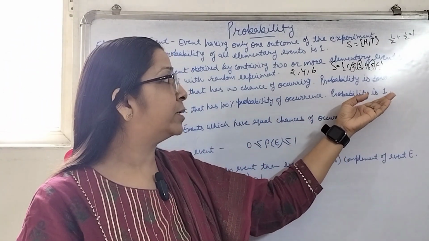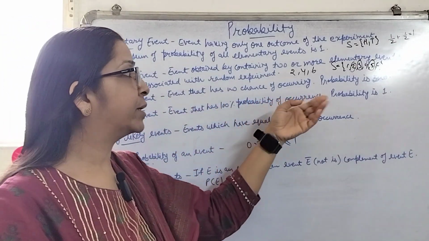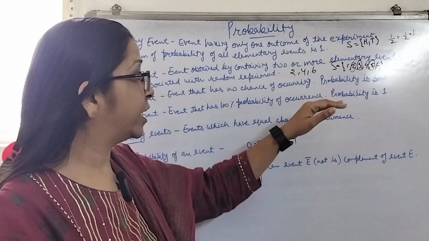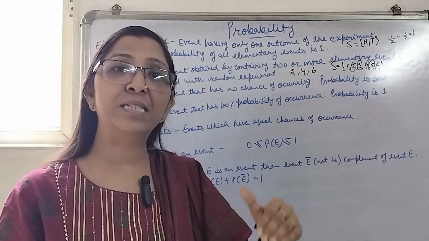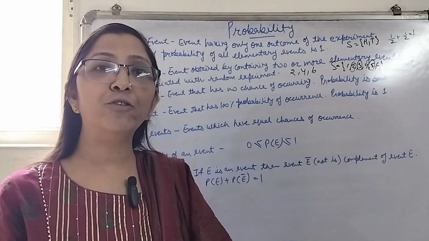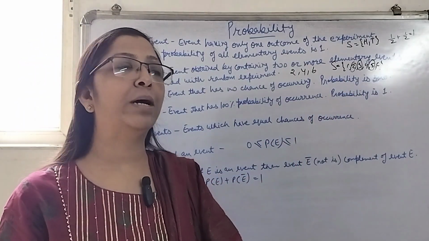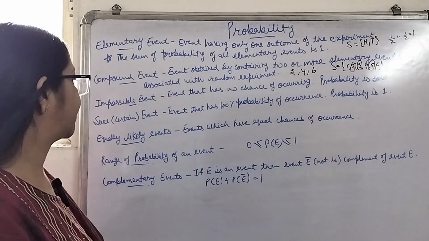The probability for the sure event will be 1 because the numerator and the denominator will be the same. Because if the total number of possible outcomes is 6, all the 6 are favorable outcomes. So 6 by 6, that means 1 will be the probability of a sure event.